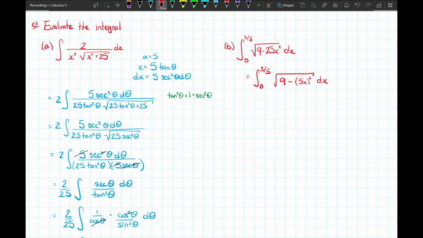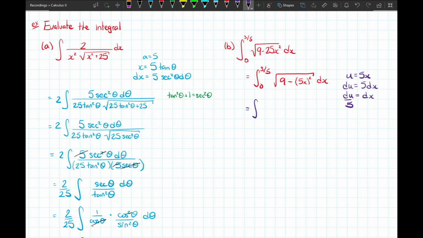At that point in time, we can do a quick change of variables immediately. Let's just say u equals 5x, so that we can at least make this look like 9 minus u squared that way. But now be careful, there's other things that are going to go along with that substitution. We're going to have to remember that du is equal to 5 dx, or in other words, dx is going to get replaced with du over 5. And we'll have to remember to change the boundaries as well.